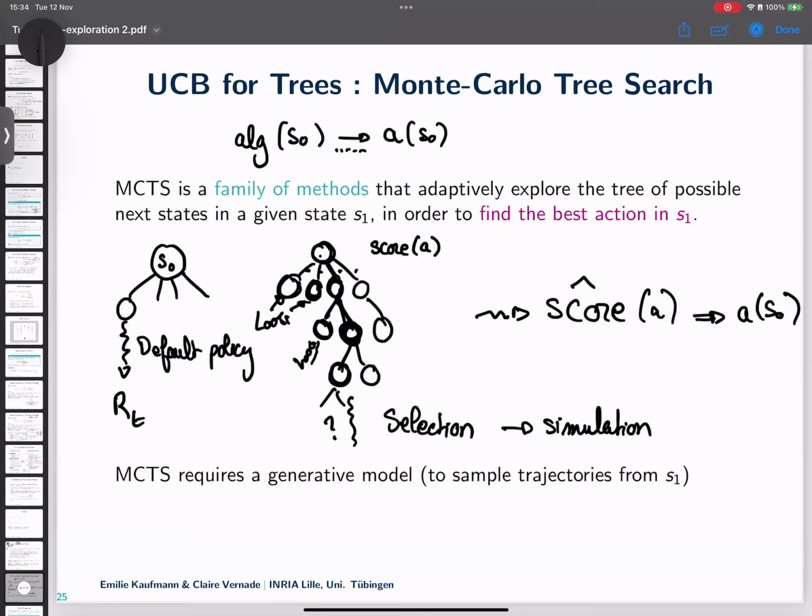So like this, I go down the nodes that I've already explored and for which I already have an estimate of the score. And when I reach a node for which I have no information, meaning for which this quantity is 0, I use the default policy, right? I sample a random game and I initialize this counter and this counter, right? I initialize a score with number of observations equal to 1.